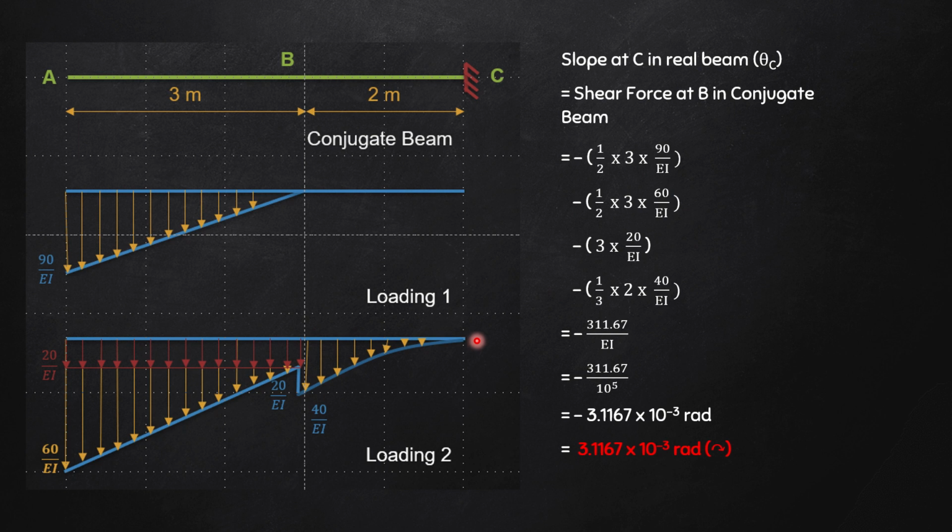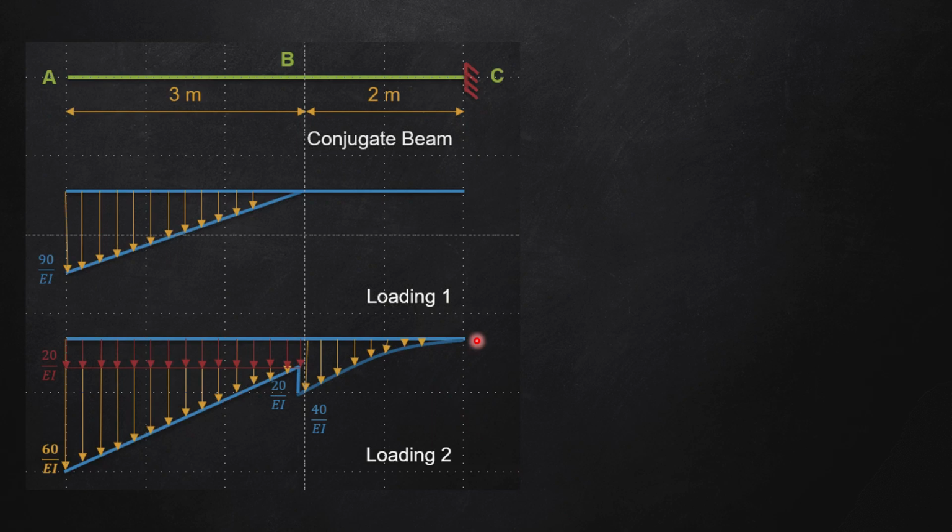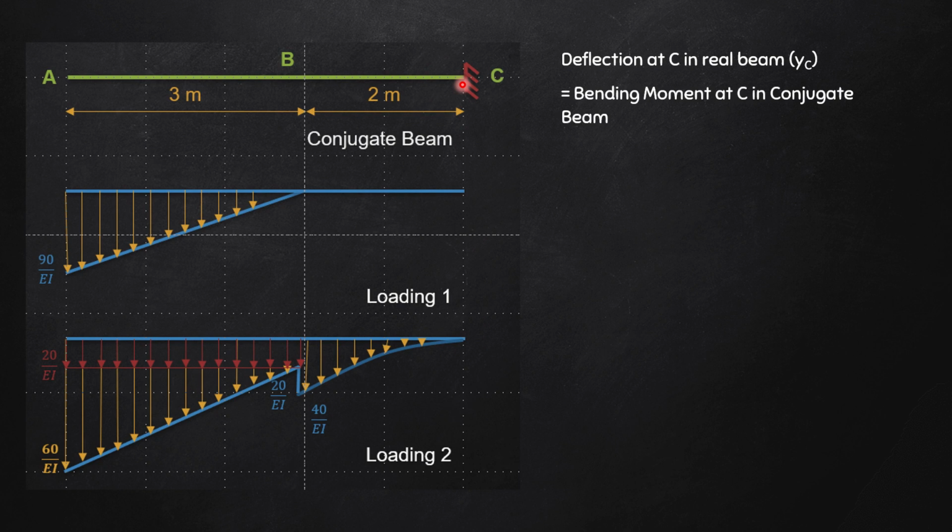So now the last thing that we want to find out is the deflection at C in the real beam, that is YC. We can find that by finding out the bending moment at C in the conjugate beam. So we are going to find out the bending moment at this position here. Again, one by one, if I take this loading, it is half into base into height, but now the CG has to be calculated from here.